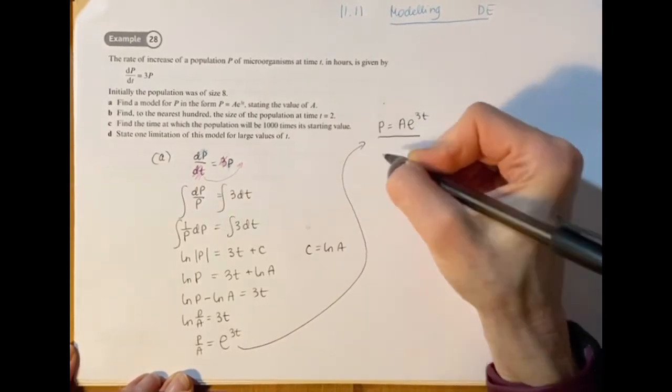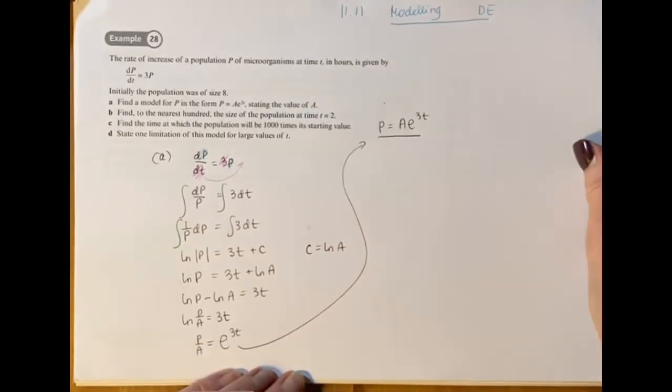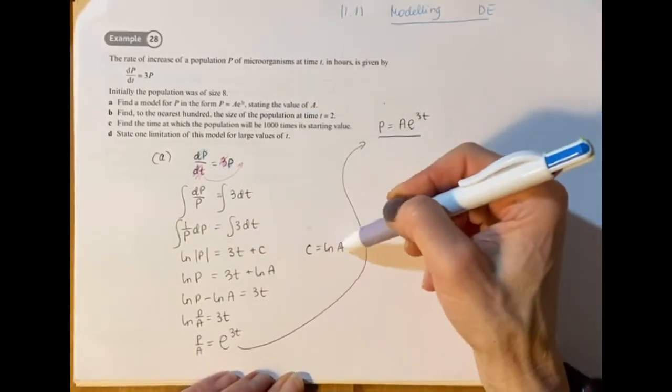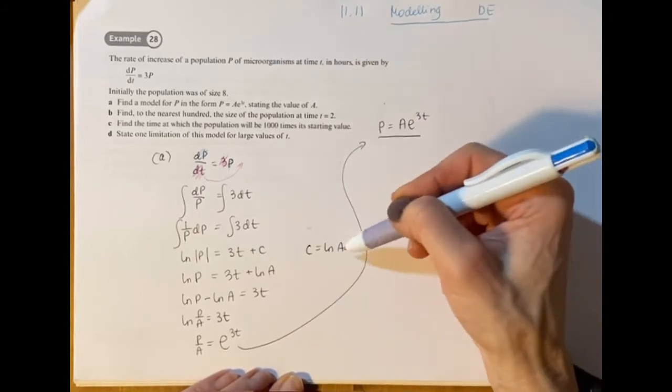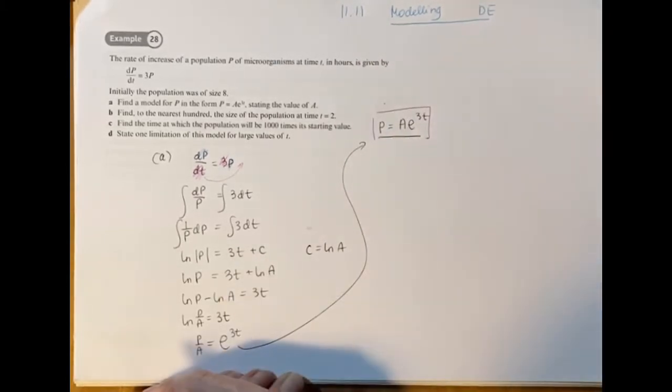So luckily my A that I chose here is exactly the same as their A, but if it wasn't, then maybe you would have to rename it as A1 and then relabel it. So this is part A.